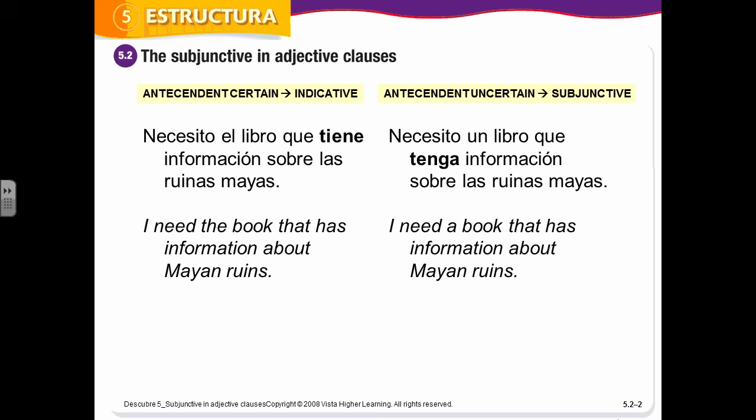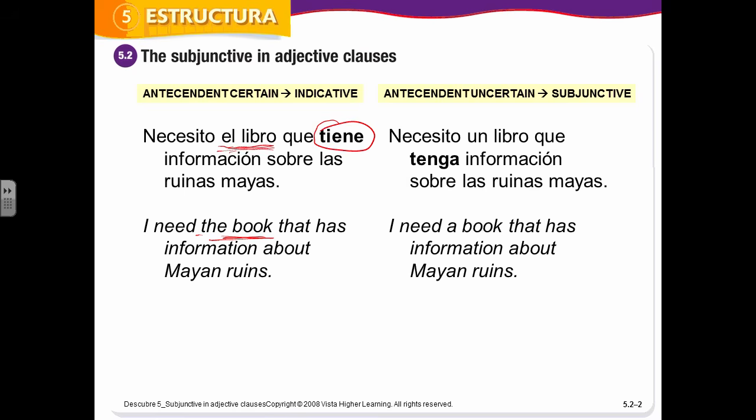Okay. Antecedent certain. Necesito el libro, right here, que tiene información sobre las ruinas mayas. I need the book, if you see in English, that has information about Mayan ruins. In this situation, this book actually exists. So we would use the indicative.